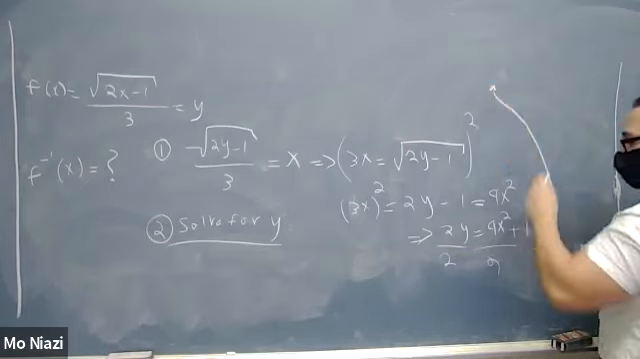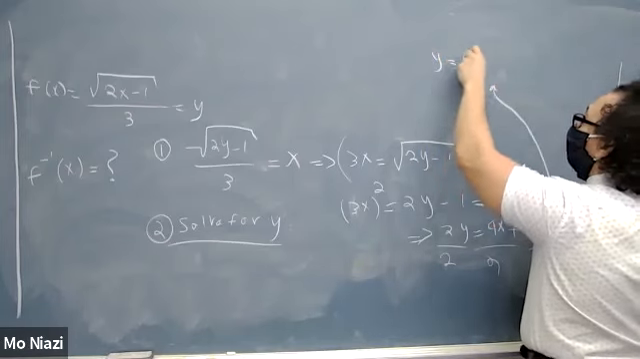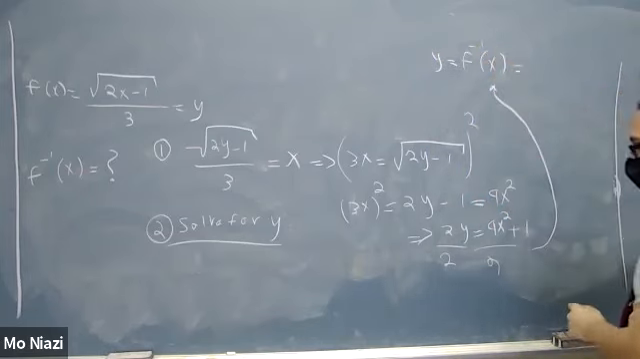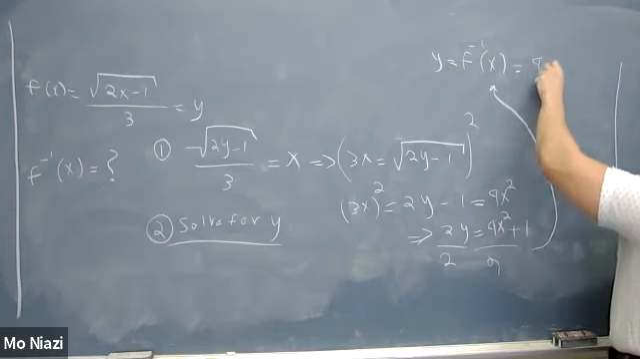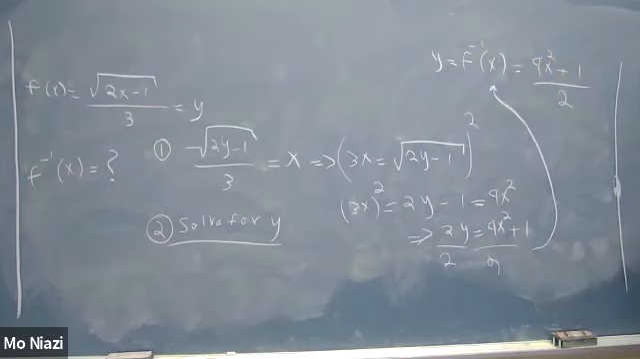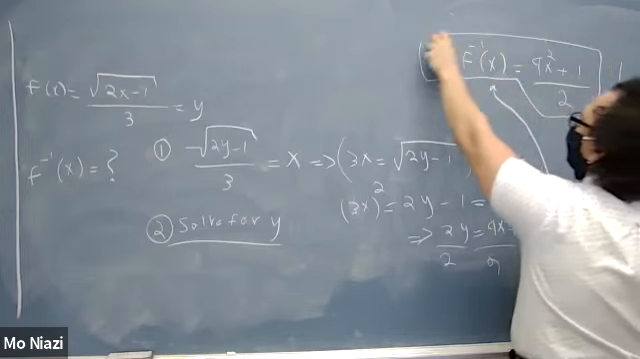Bring the calculation up here. Then we get our y, which I will claim is now our f inverse of x, is going to equal 9x squared plus 1 divided by 2. How do we prove that this is the bona fide inverse function to the function? Because this is what our calculation results in. How do we prove that this is the true inverse function?